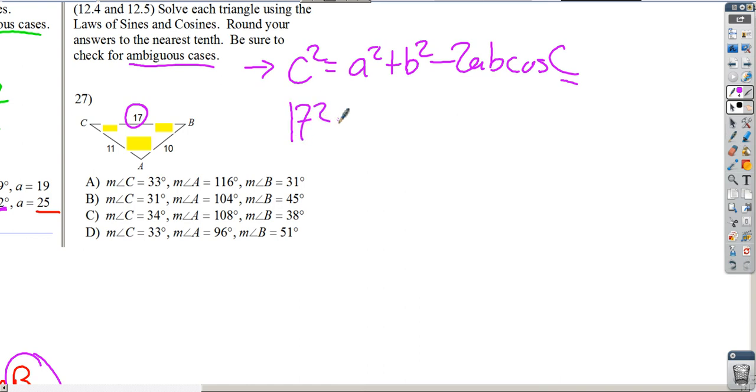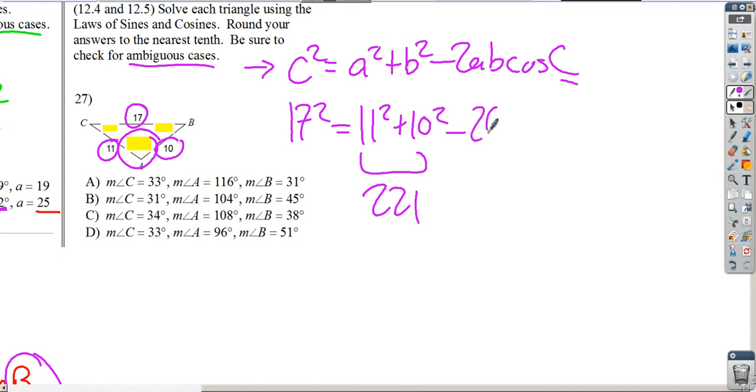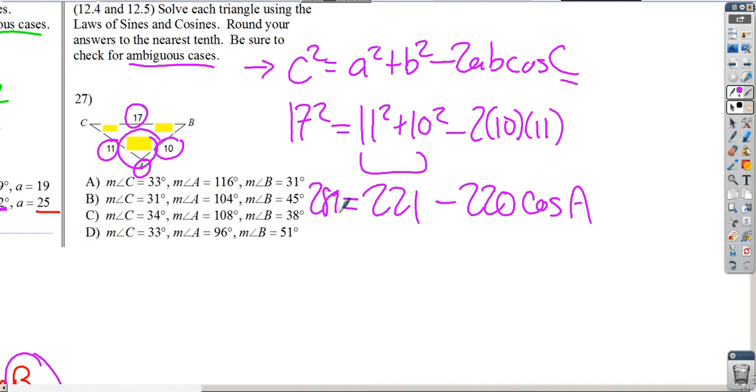So 17 squared, that means we're finding this angle. 17 squared equals the other two sides squared. So 11 squared plus 10 squared, which is the number 221, minus 2 times 10 times 11. 2 times 10 times 11 is 220. And then we have the cosine of, it's actually this angle, angle A, that we're finding, because that's opposite to the 17 side. 17 squared is 289.